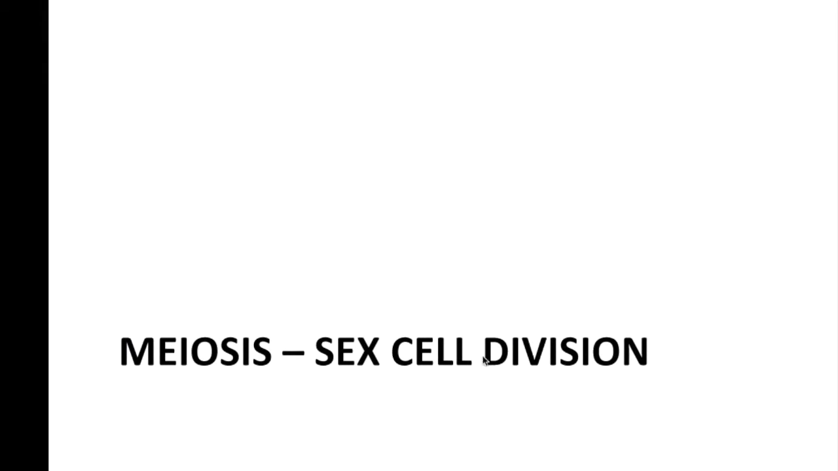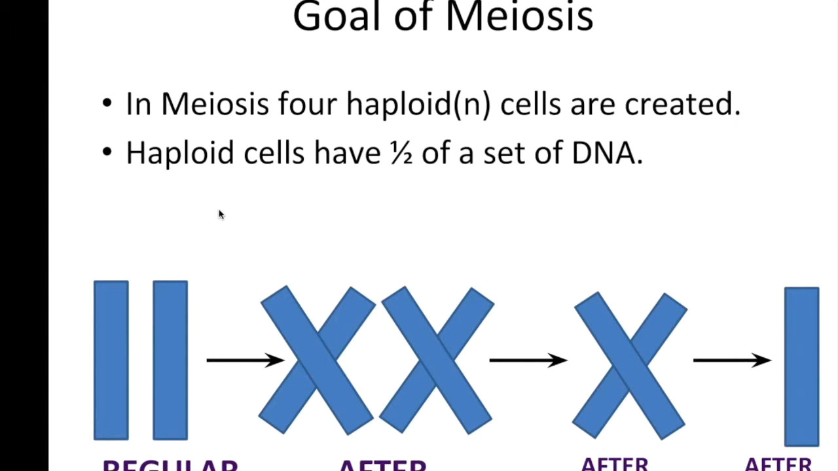So again, meiosis is making our sex cells, our sperm and eggs. Meiosis is going to produce cells that we call haploid. And haploid stands for half, but it really means that we only have one set of each chromosome, or one of each pair from those chromosomes.